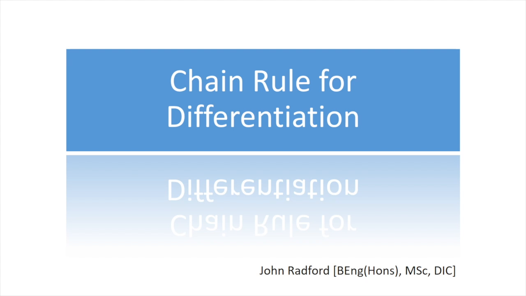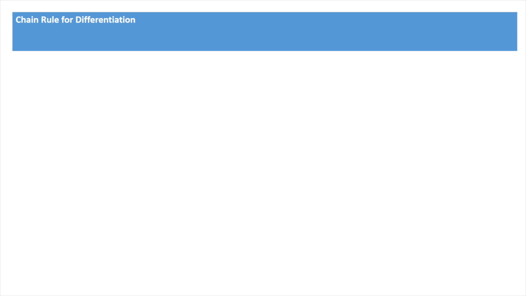In this video, we learn about the chain rule for differentiation. Now, the chain rule for differentiation is a method for differentiating composite functions. So for instance, by the end of this video, we'll know how to differentiate f of x equals sine of 3x squared minus 1, or y equals the square root of cosine of x.